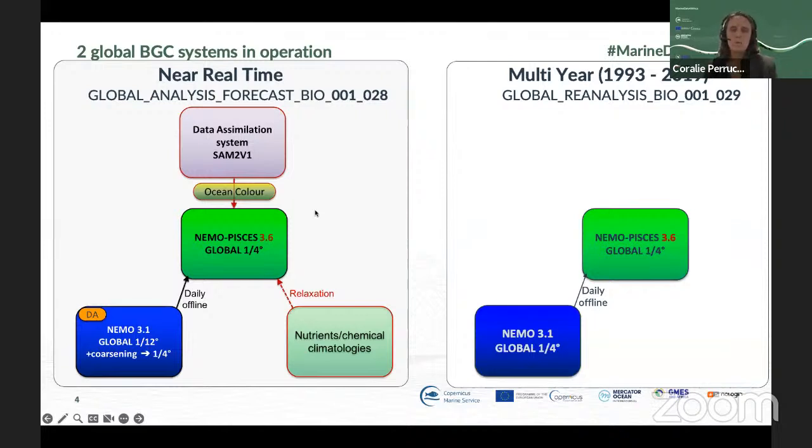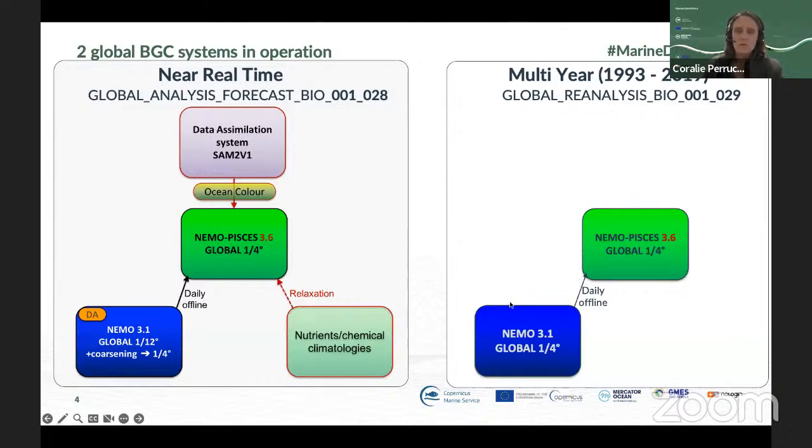So talking now about the global systems we have in Mercator, we have two systems on the Marine Copernicus web portal. On the left, you have the near real-time system, 128, and on the right, the multi-year system, 129. And it covers the whole period 1993 to 2019. Both systems have common modules for the sake of homogeneity. They are indeed operating a NEMO PISCES biogeochemical model in its 3.6 version, on a global quarter degree grid. They are offline coupled with the NEMO physical model on a daily basis.